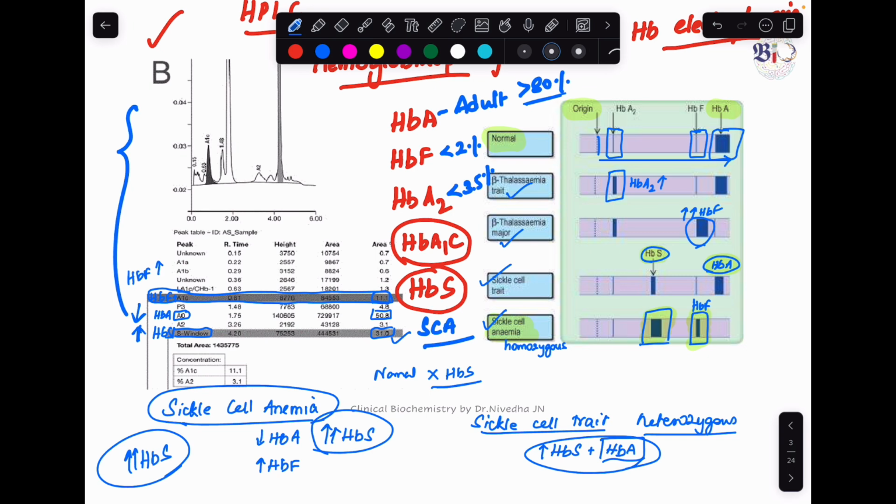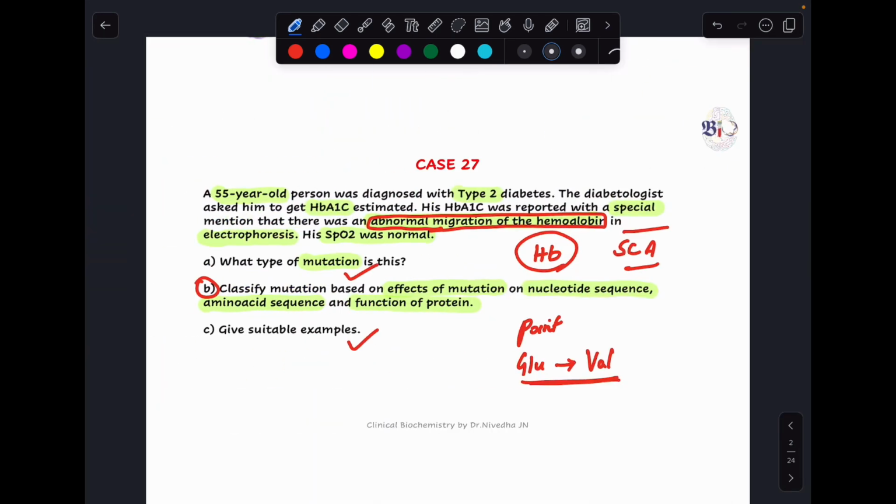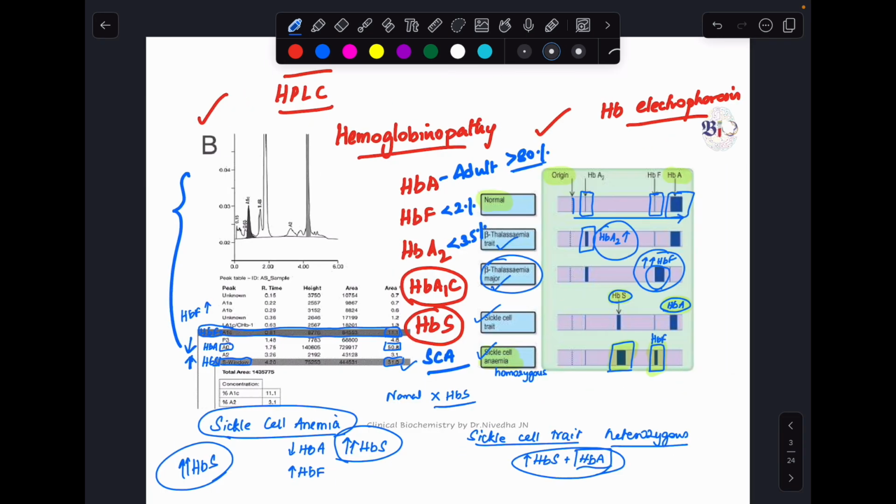And in beta thal trait there is increased HbA2, you must know this. And in beta thalassemia major, which is a severe form, you will have more of the HbF fraction. So this is how you have to interpret. Here they have given us that in electrophoresis there is an abnormal migration of hemoglobin, along with the mutation they have asked about. So we will take this to be a sickle cell anemia case, right? Again, in HPLC, only HbF and HbA1c will elute together. That also you have to understand.